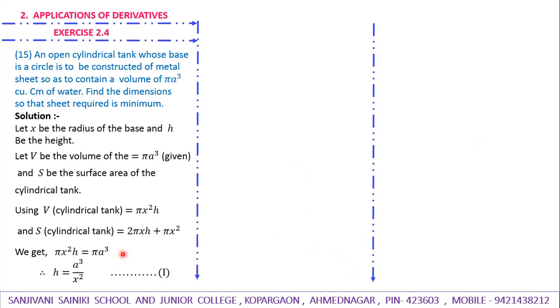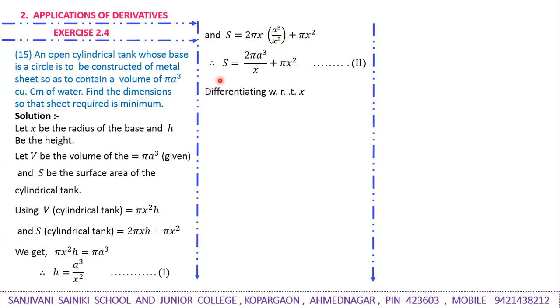So it is given that pi x square h is pi a cube. So what is h? h is a cube upon x square. This is equation number 1. Now the surface area is also given as 2 pi x a cube upon x square plus pi x square. So S is equal to 2 pi a cube upon x, because one x is cancelled, plus pi x square, equation number 2. Now we want to find the dimensions so that the sheet required is minimum.